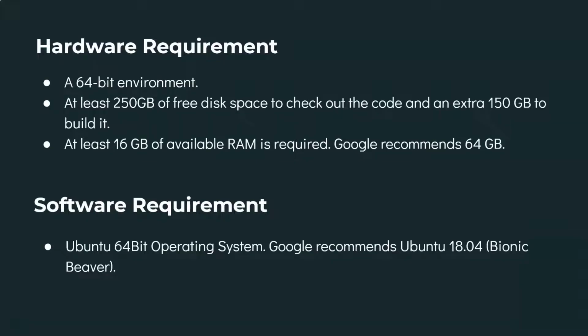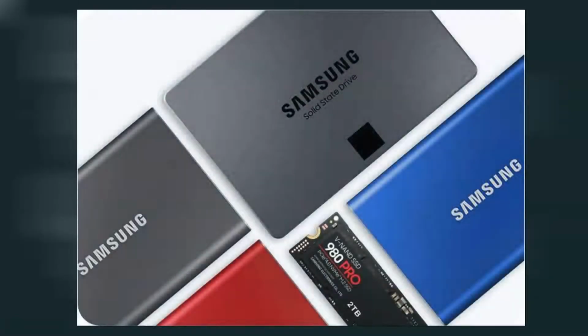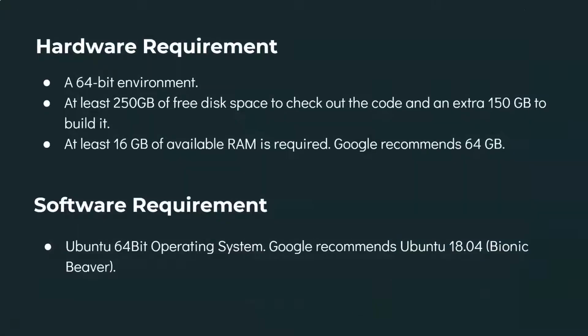You need at least 250 GB to check out the code and another extra 150 GB to build it. So overall, you need 400 GB of disk space to download and build AOSP. So before downloading and building AOSP, make sure you have 400 GB disk space. I would also recommend using an SSD hard disk since it could significantly increase your disk I/O performance, and that has a huge impact on the overall performance.